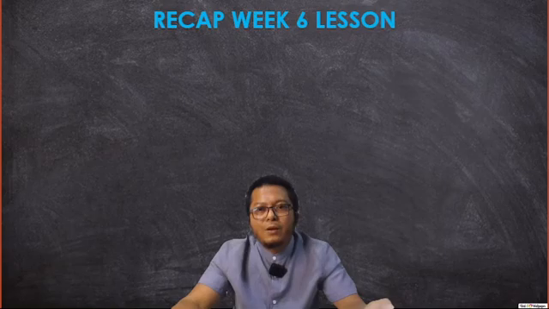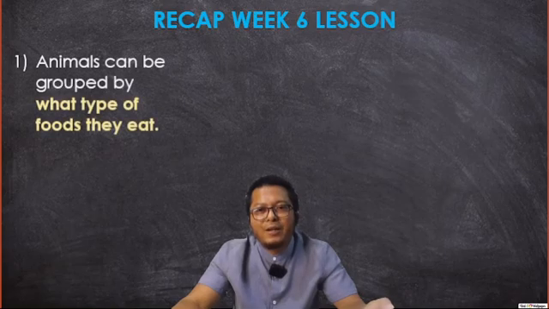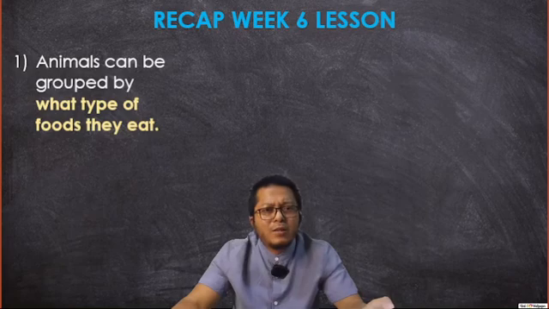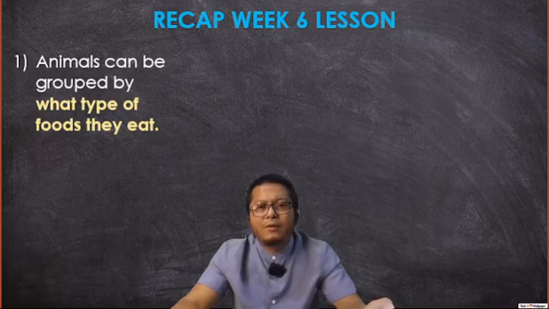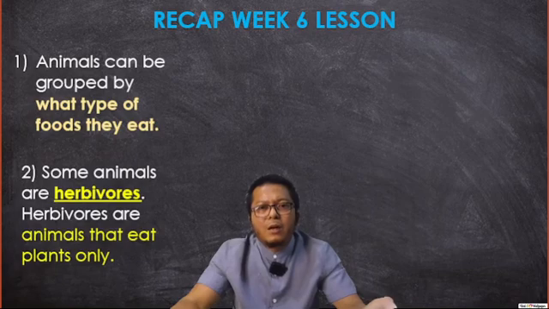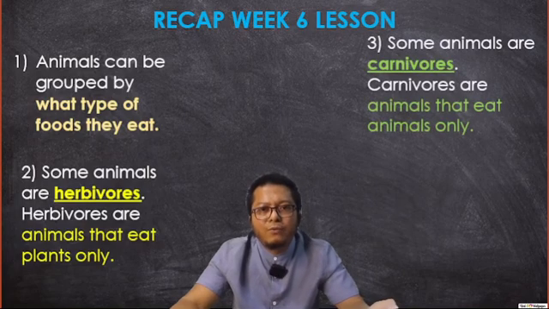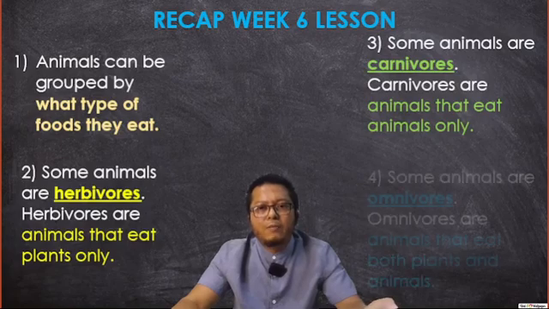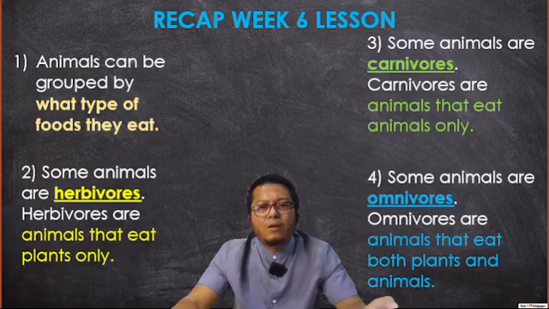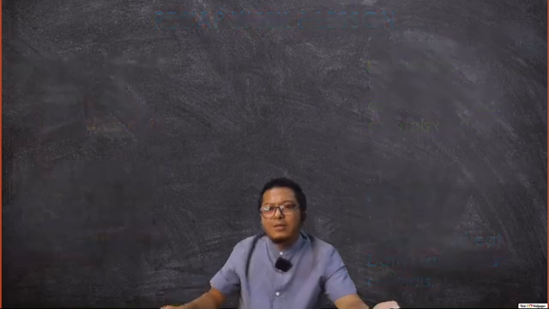But before that, we shall recap the week 6 lesson. Before we end our lesson, let's take a look. Animals can be grouped by what type of food they eat. Some animals are herbivores. Herbivores are animals that eat plants only. Some animals are carnivores. Carnivores are animals that eat animals only. And some animals are omnivores. Omnivores are animals that eat both plants and animals. So I hope you understand this week's lesson.